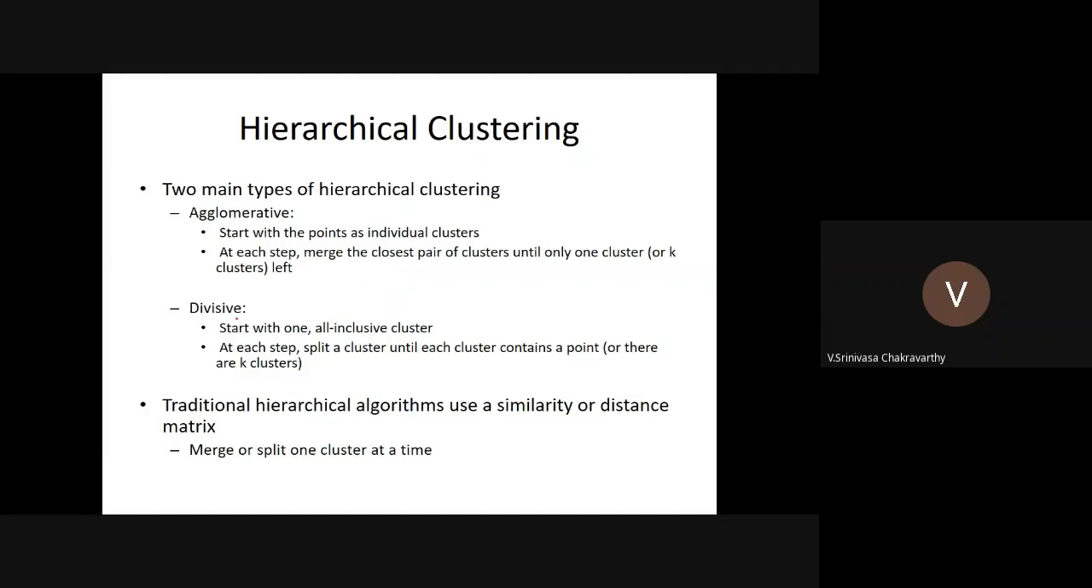The opposite of it is divisive, where you start with one huge cluster and keep on splitting it until you get to a point where every point is a separate cluster. Or, like in the case of bisecting k-means, you start with a single cluster, which is the entire data set, and keep on splitting it until you find only k clusters. Either way, you can do it, but that is called a divisive hierarchical clustering algorithm. Now, traditionally, when we say hierarchical, we more often mean agglomerative, and we use some kind of similarity or distance measure to decide where to merge.